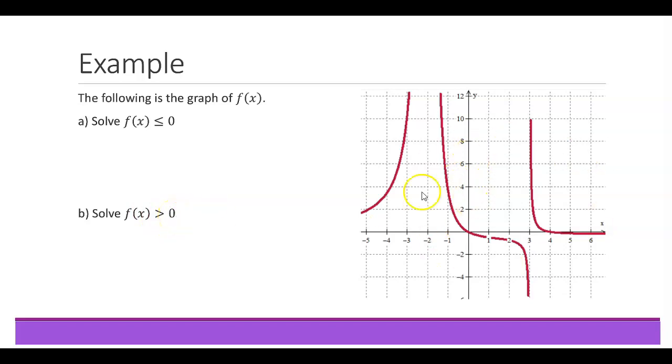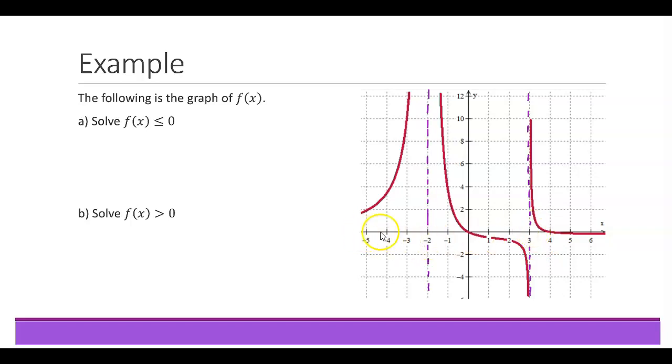So first I'm going to come over here to the graph and label a couple of important things. So we have that at x equals -2, there is a vertical asymptote. So my graph is approaching the line x equals -2 from both sides. And we also have another vertical asymptote over here at x equals 3. So I'm just going to go ahead and make those dotted vertical lines or dashed vertical lines.